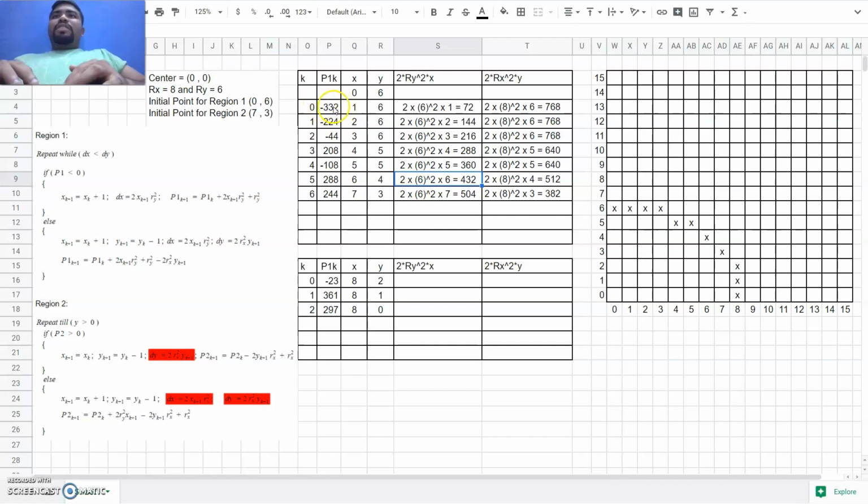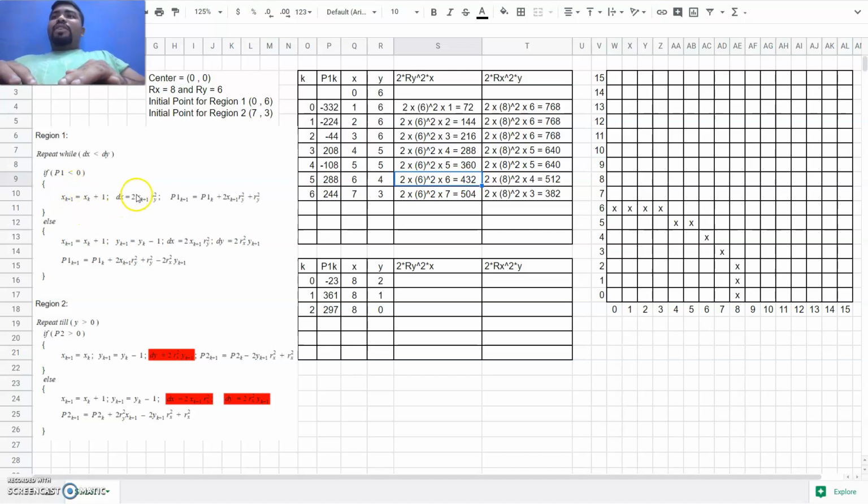Using P1_0, we see whether it is less than 0 or greater than 0. As it is less than 0, that means the midpoint lies inside the ellipse. So if the midpoint lies inside the ellipse, can we increment y? No, we can't increment y, because it will be choosing the upper point, wherein x will surely be incrementing. So x goes from xk to xk plus 1. Y doesn't go below, it just remains at yk. So you can see x getting incremented.